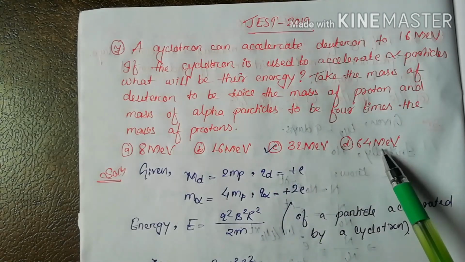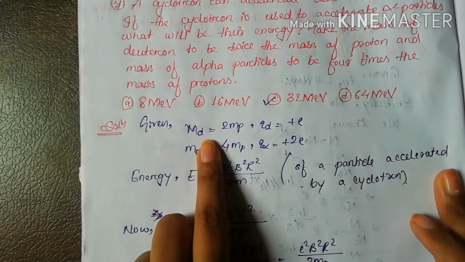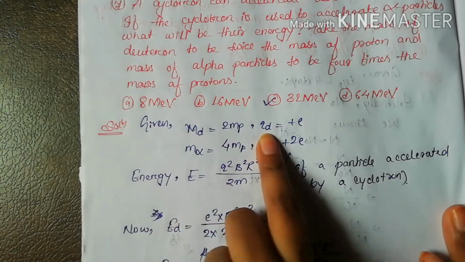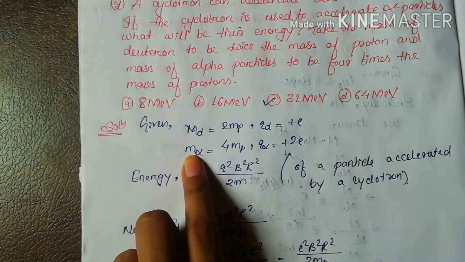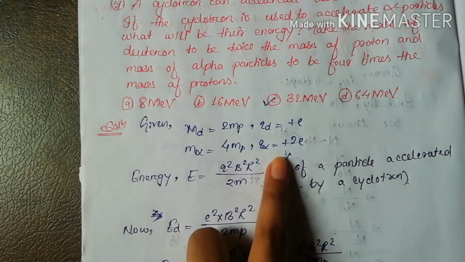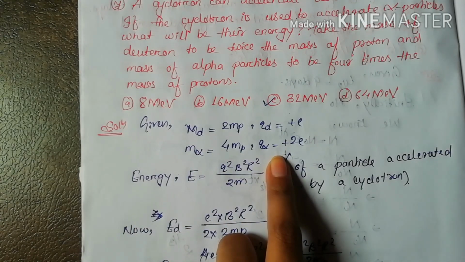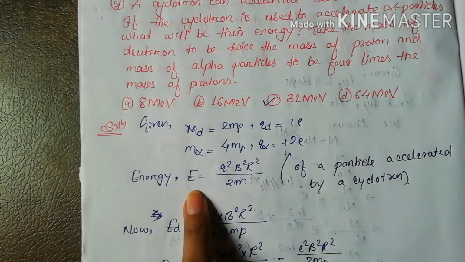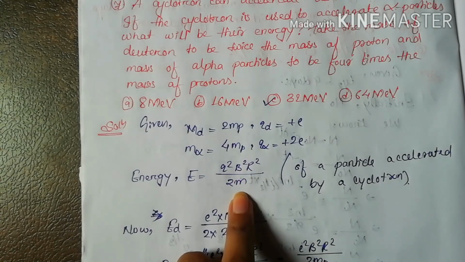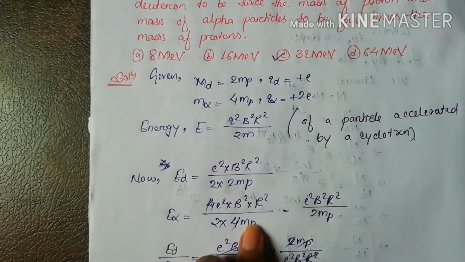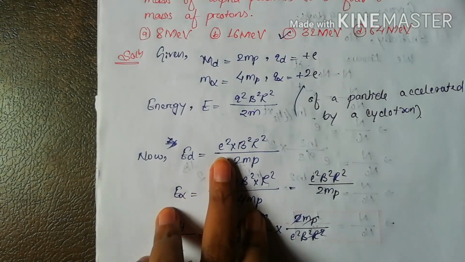So these are the 4 options. Firstly we will write: mass of deuterium is twice the mass of proton, and for deuterium we have 1 positive charge. The mass of alpha particle is 4 times the mass of proton, and alpha particles have 2 positive charge, so it is 2e. Now we have the formula for the energy of a particle accelerated by a cyclotron. It is given E is equal to Q square B square R square by 2m. Here B and R are constant terms in the case of a cyclotron, so they will not change.